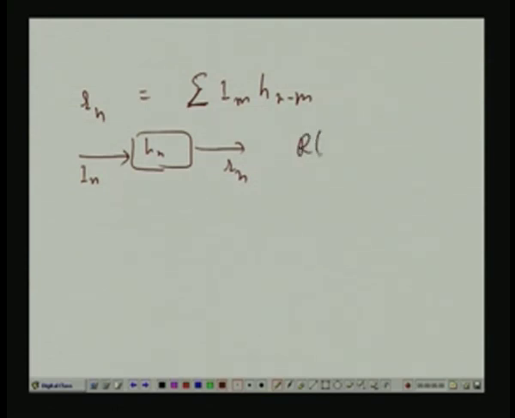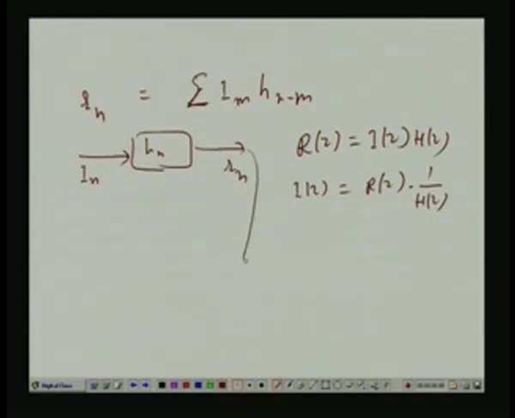That means, what is R(z)? That is I(z) times H(z). So, what is I(z)? That is R(z) times 1 by H(z). Now, that means, if I take this and pass it through a system 1 by H(z), what will I get? I should get back I_n.